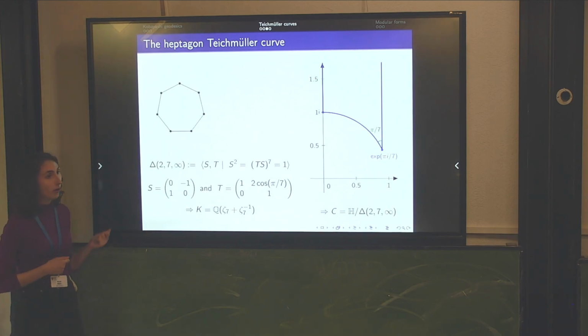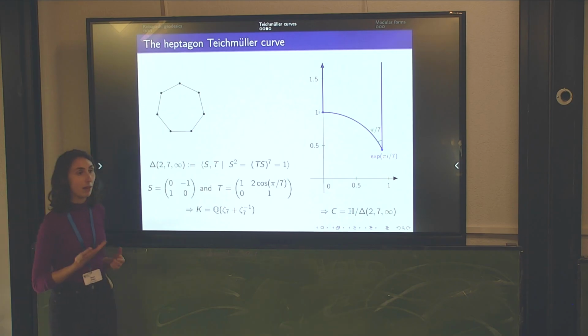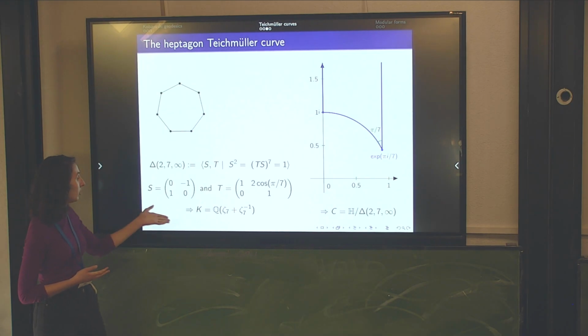Namely, as I mentioned before, it's generated by the triangle group (2, 7, infinity), which is the reflection group to a triangle, which after certain kind of reflections results in a heptagon, which motivates the name heptagon Teichmüller curve. And this lies in the totally real number field of the seventh root of unity.